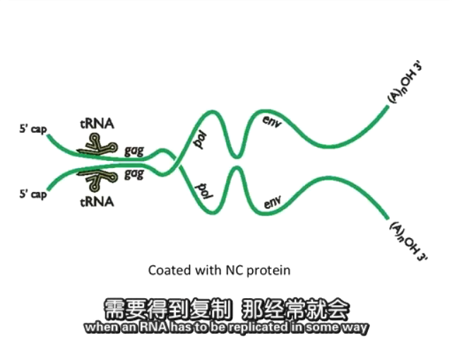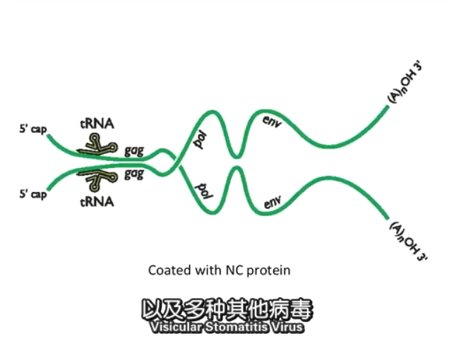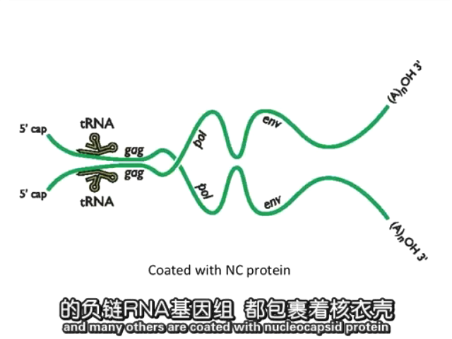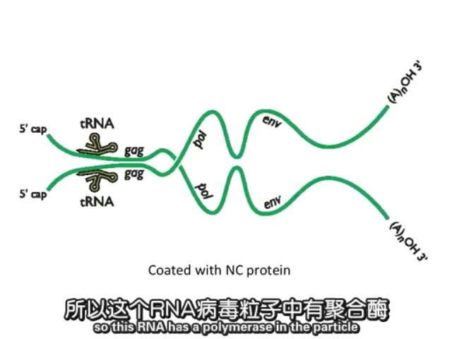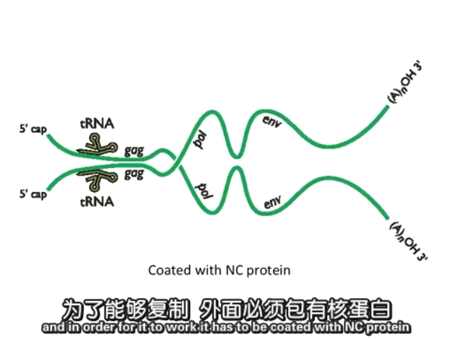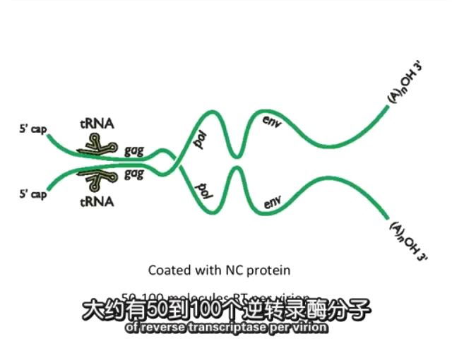The negative strand RNA genomes of influenza virus, vesicular stomatitis virus, and many others are coated with a nucleocapsid protein to get the RNA copied by the polymerase in the particle. So this RNA has a polymerase in the particle, and in order for it to work, it has to be coated with NC protein. There are about 50 to 100 molecules of reverse transcriptase per virion.